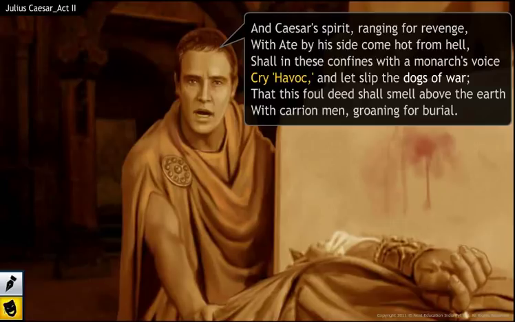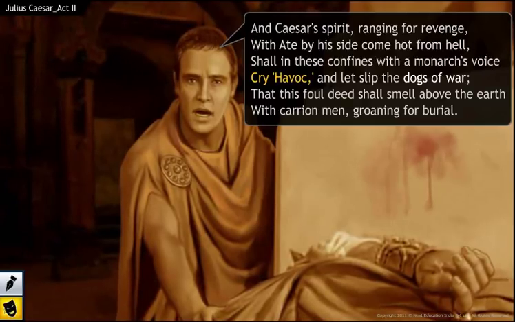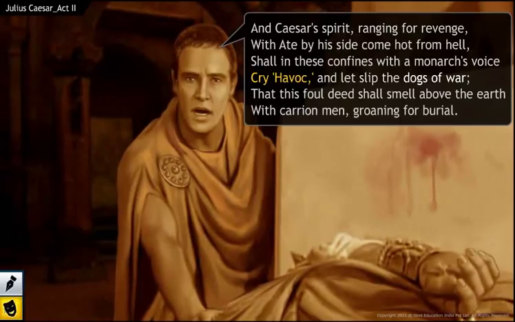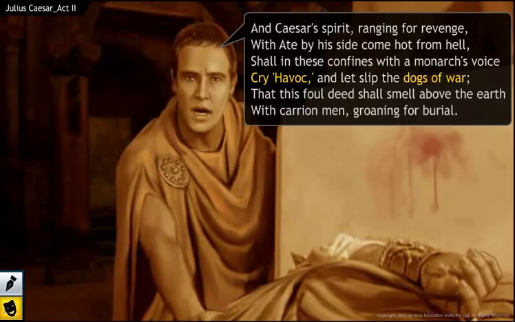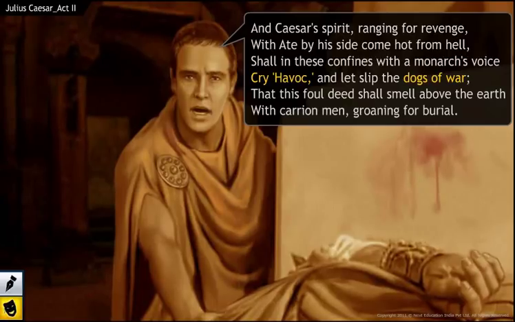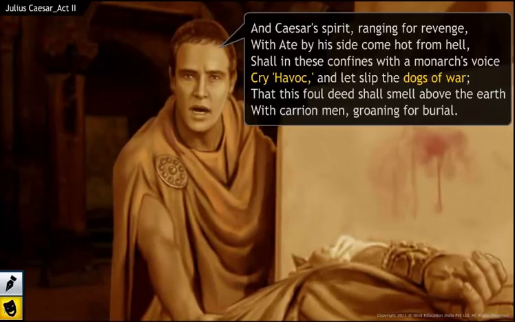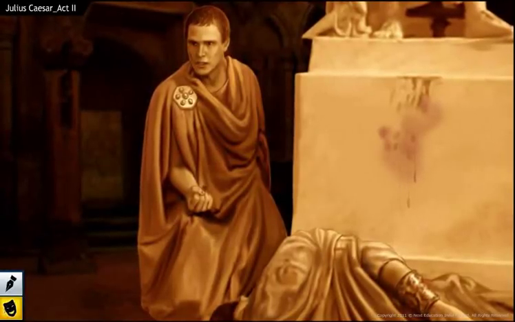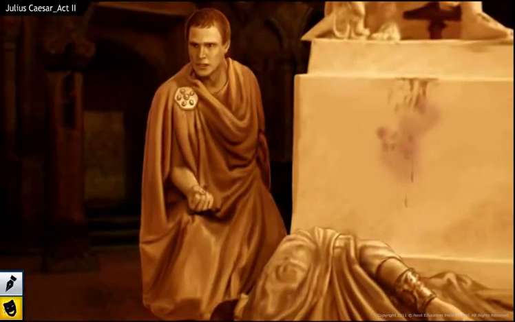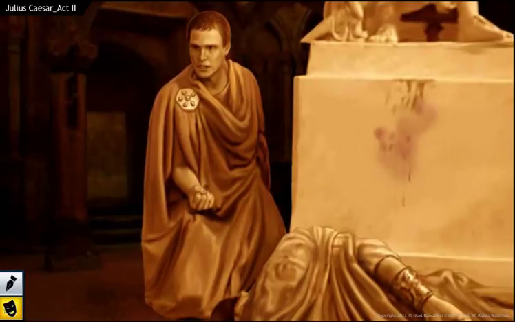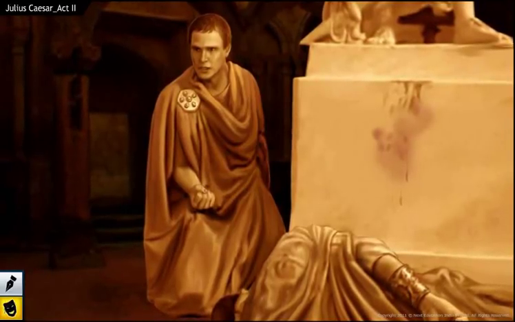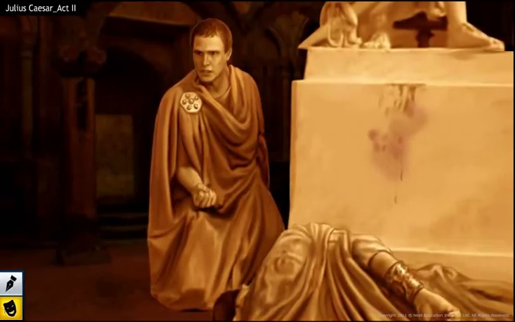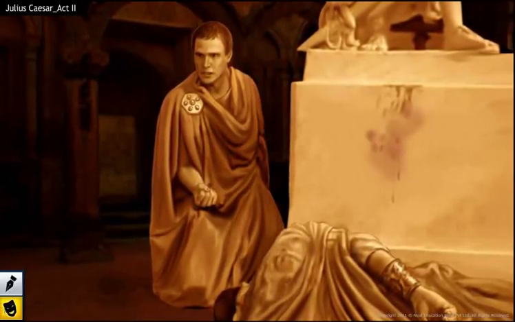Cry havoc was a signal given to the English military forces to direct the soldiers. The phrase "dogs of war" refers to the chaos and plunder which Caesar's restless spirit would let loose on Rome. The monologue of Mark Antony reveals a different side of his personality. He comes across as a very practical, clever, and manipulative senator, and also a very loyal friend of Caesar.